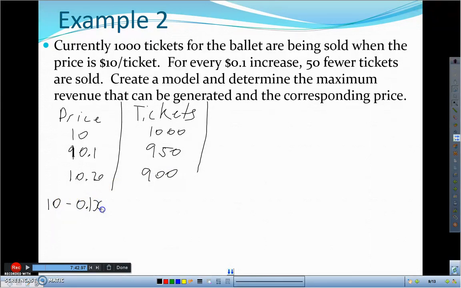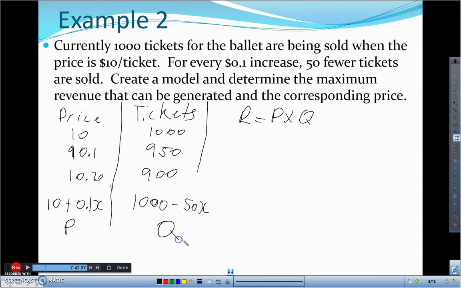And what we're going to start to see is that the price is 10 plus 0.1x, the increments, we'll call them x increments, and the tickets will decrease by 50 for every increment of x, so 1,000 minus 50 times x. And you could keep going with this. I usually find that charts do a really good job to explain the model. Revenue is equal to the price times the quantity. So in this case, this is the price, and this is what we use to model it, and this is the quantity of tickets sold.